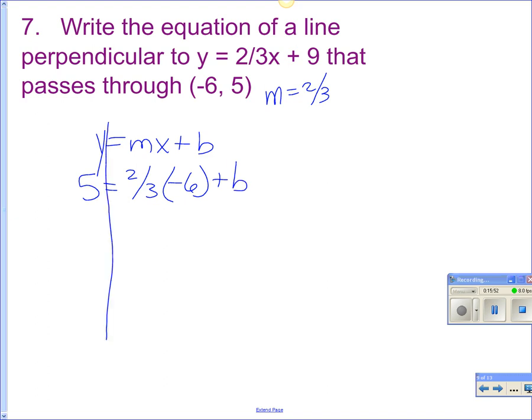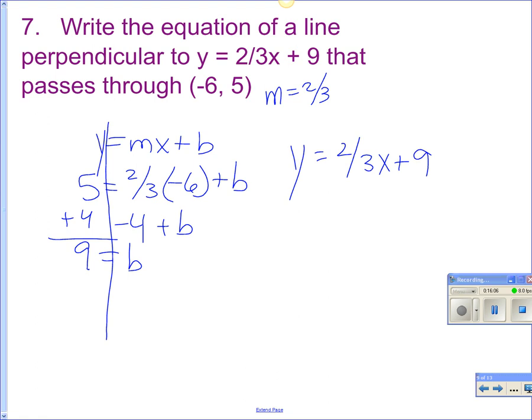Good. Then you get -4. And when you add it, you get 9. Anybody get 9 for their b? Wow. Okay, so your final answer, y equals 2/3 x plus 9. Anybody get all the way? Very good. Excellent, excellent, excellent.